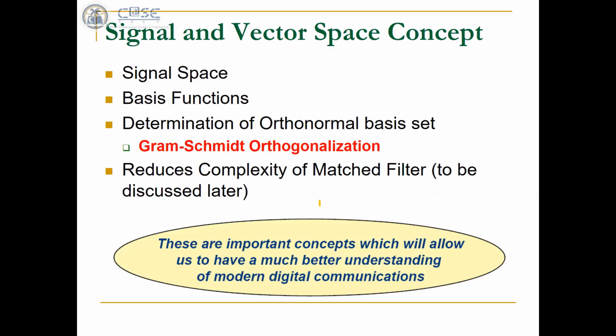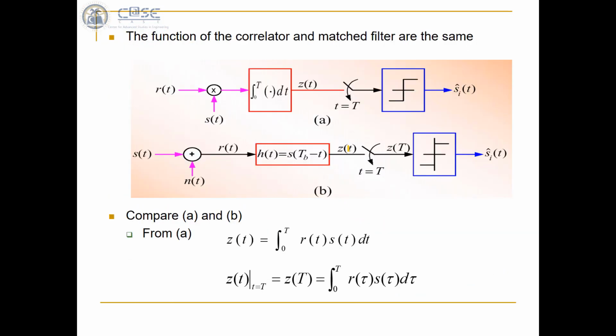Alright, so next I would like to see how we can reduce the complexity of the match filter, which is a very important topic because we have seen that the number of match filters depends on the number of possible signal types that you may have from the transmitter end. So if you have, say, 32 possible signal types in a digital system, then you would require 32 match filter branches at the receiver end.